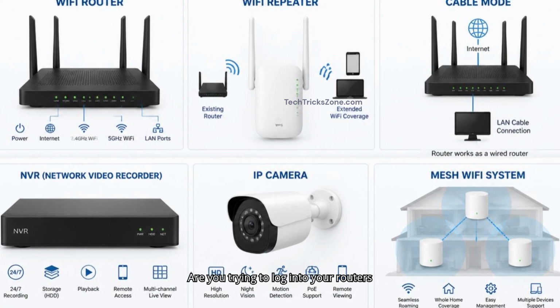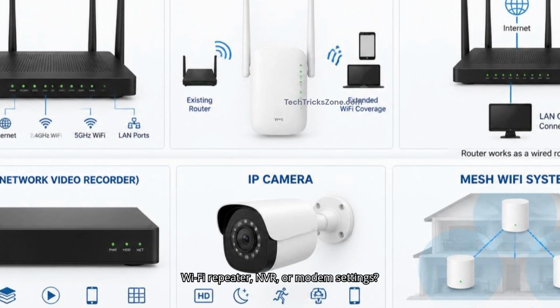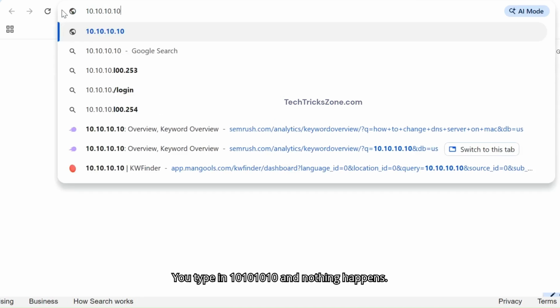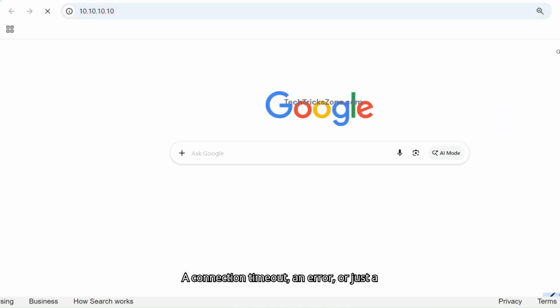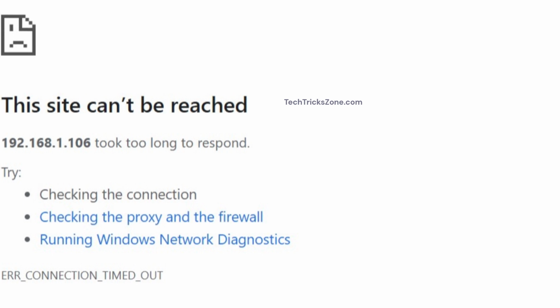Are you trying to log into your router's Wi-Fi repeater, NVR, or modem settings? You type in 10.10.10.10 and nothing happens. A connection timeout, an error, or just a blank page. It's frustrating, but don't worry. This is a super common issue. And in this video, we're going to run through the top reasons and fixes to get you back into your router's admin panel. Let's get started.